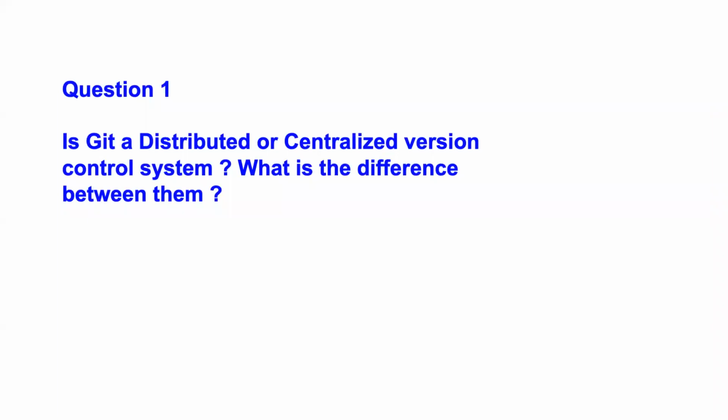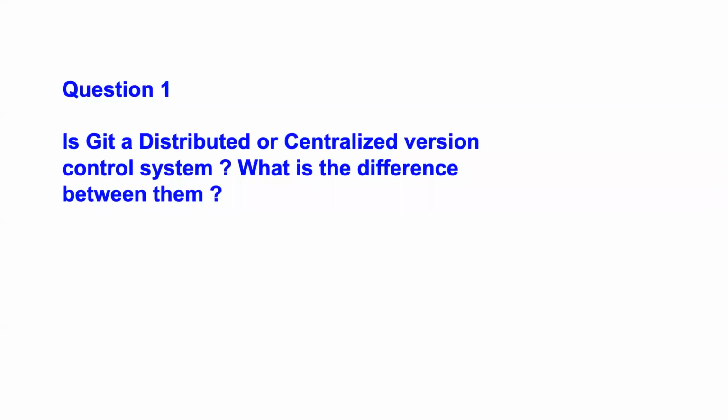Question number 1. Is Git a distributed or centralized version control system? What is the difference between them? Basically, centralized version control systems are the traditional version control systems. They are not seriously used these days. I mean, very few people might be using them, but mostly they are not used. They are like SVN, CVS. These are the centralized version control systems. And then you have Git, which is a distributed version control system.